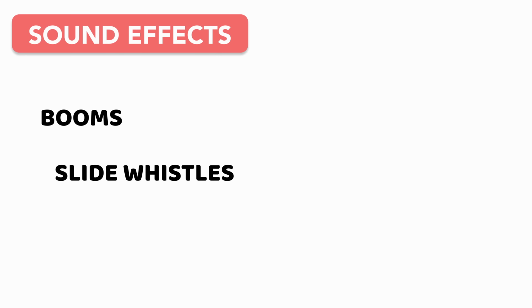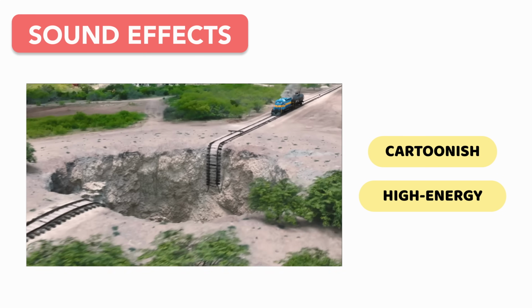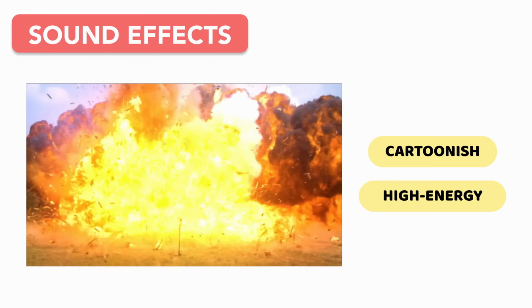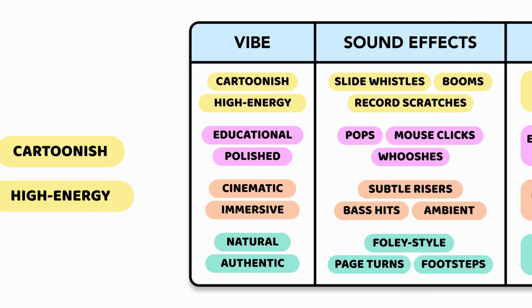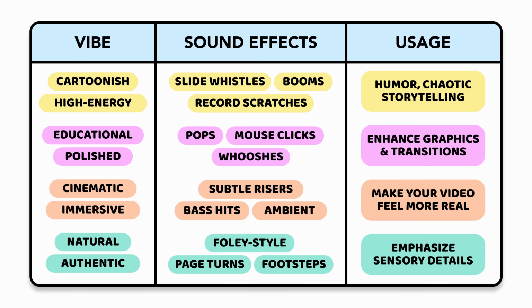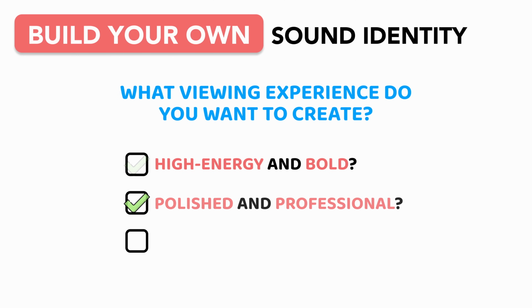For example, exaggerated booms, slide whistles, bonks, and record scratches create a cartoonish, high-energy feel. This style pairs well with fast-paced, over-the-top editing, often seen in channels that lean into humor, challenges, or chaotic storytelling. I'll list a few other common sound effect profiles on your screen for your reference. How do you know which sound identity is the right fit for you? Start by thinking about the viewer experience you want to create. Are you going for something high energy and bold, polished and professional? What about relaxed and atmospheric?